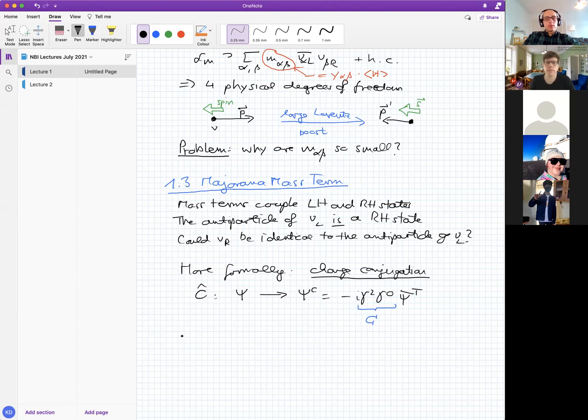Now, what does it do to chirality? So, the effect on chirality.